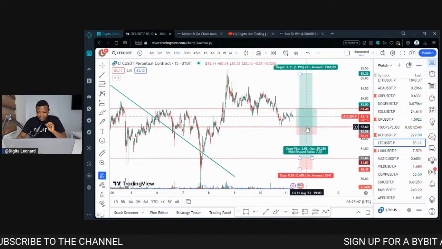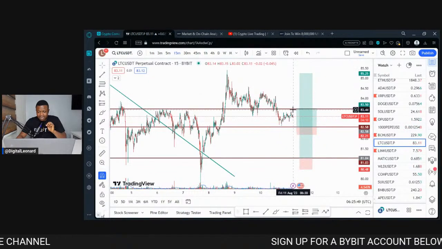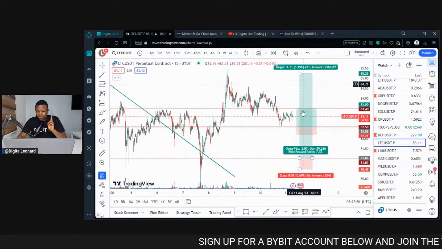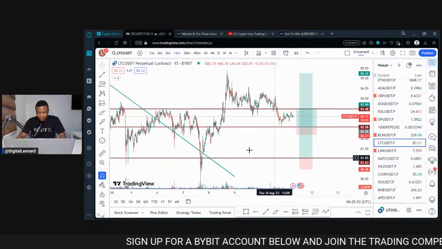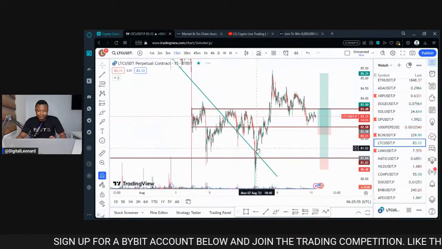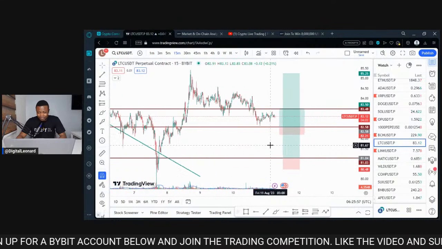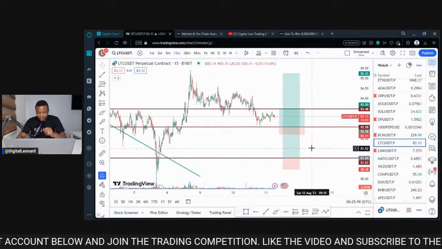If we come down to this level, I'm taking a trade here to the upside. If we break above that, I'm taking a trade to the upside. Then if we come down to this level, I'm taking a trade to the upside. So I'm just looking at long setup and all of that.